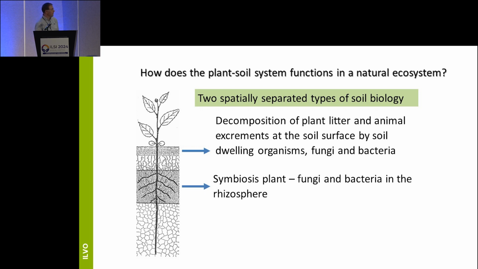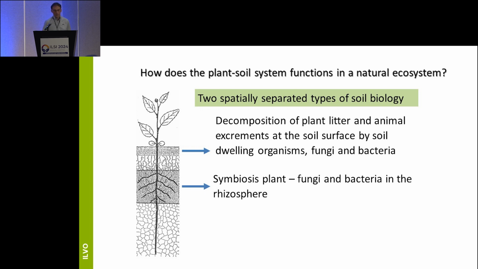Firstly, you have in the litter layer decomposition of animal excrements and plant litter at the soil surface. It's always at the soil surface. It's not into the soil by soil-dwelling organisms and saprophytic fungi and bacteria. So that's a way that soil organisms are fed by the plant residues.